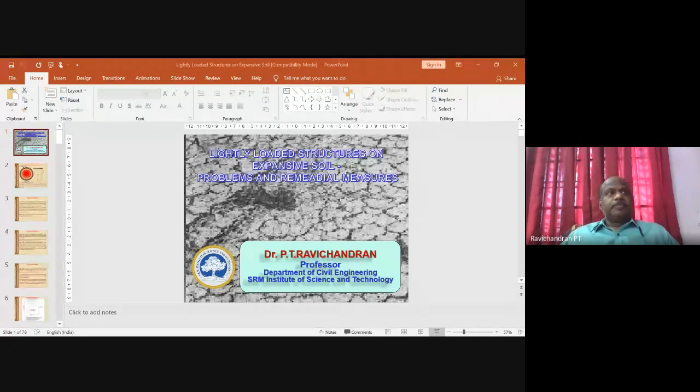With this, today I'm going to look over lightly loaded structures, the expansive soil problem, and the remedial measures. The participants may be of a wide variety: some know what expansive soil is and how to identify it to some extent, while others may know more. So in this mixed mode, I'm going to concentrate first on expansive soil and how to identify it early. Then how we are recently looking at this and how we are going to concentrate on the problems with the remedial measures.